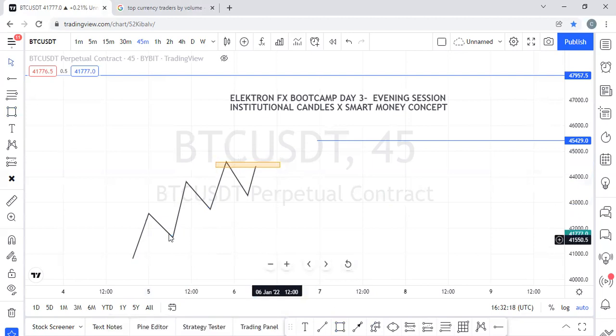This is the higher high, higher high, higher low, higher high, higher low, right? This is your last higher low, right? This is not a higher low because it does not close above here. So now we have higher high, higher low, higher high, and this is not a higher low yet.